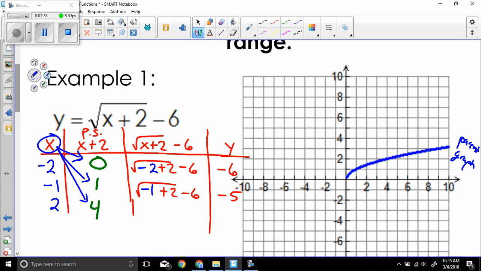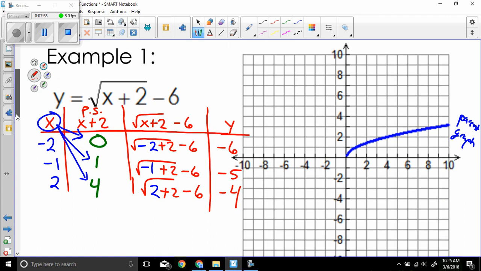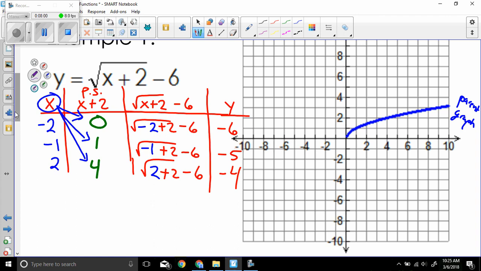Then I have 2 plus 2, square root of that, minus 6. 2 plus 2 is 4. Square root of 4 is 2. Minus 6 is negative 4. This, of course, gives me 3 points. What are my 3 points? Negative 2, negative 6; negative 1, negative 5; 2, negative 4.